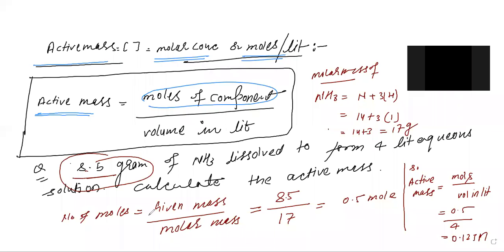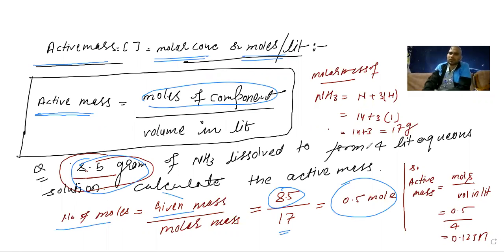Moles of component. So first of all, you see the number of moles is equal to what? Given mass upon molar mass. Given mass is 8.5 grams. So I wrote here 8.5 gram divided by 17. So it is coming 0.5 mole.